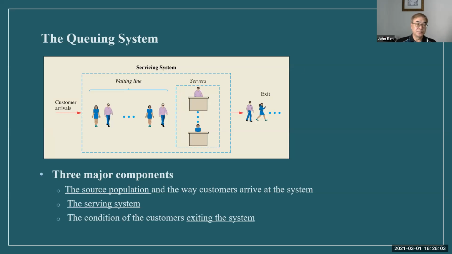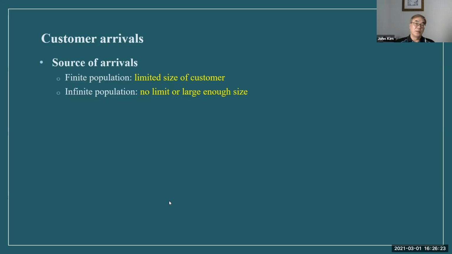The queuing system consists of three parts: customer arrival, the system itself, and then exit. The source of population, the serving system, and the exiting system. Customer arrivals: source of arrival, the pattern of arrival. Finite population, limited size of customers. Infinite population, no limit or large enough size.